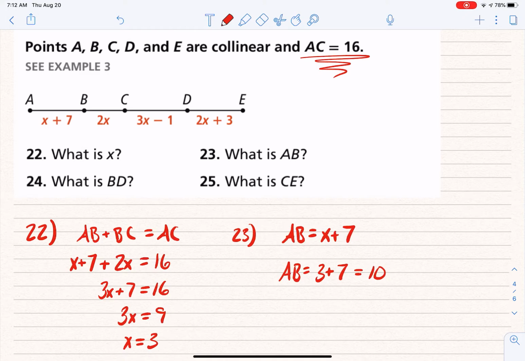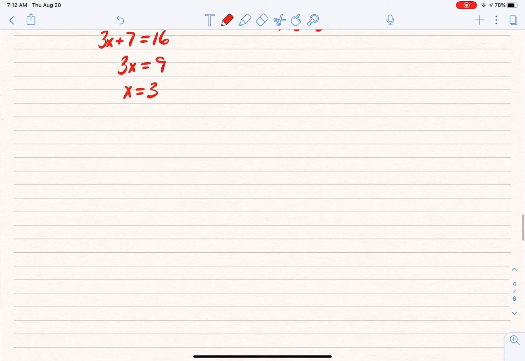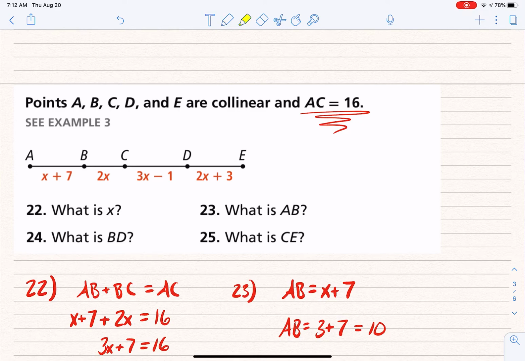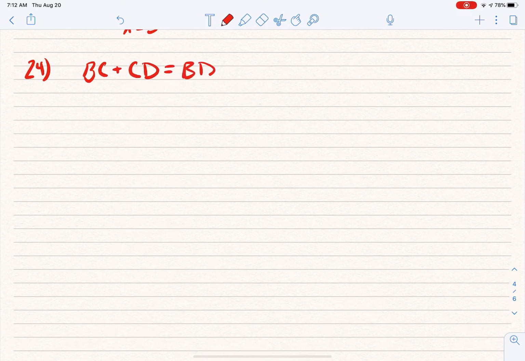Okay, look at number 24. What's the length of BD? Well, let's do that one. Number 24, the length of BD. As I look at that, I know that BD is really the collection of BC and CD. So that's how I'm going to write it. The segment addition postulate tells me that the length of BC plus the length of CD is equal to the length of BD.